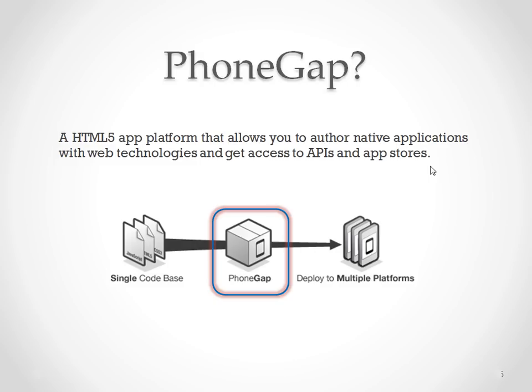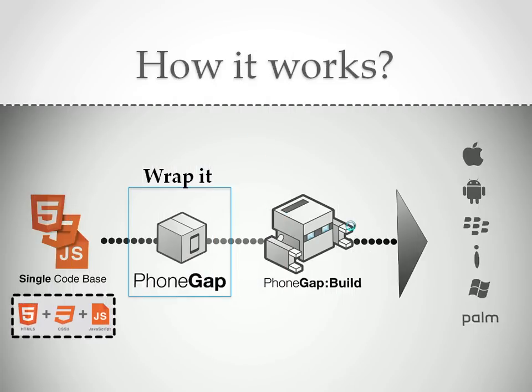PhoneGap is an open source implementation of open standards. That means developers and companies can use PhoneGap for mobile applications that are free, commercial, open source, or any combination of these. You have a single code base, wrap it with PhoneGap, and your application is ready to work on multiple platforms. Let us see some more details on how it works.